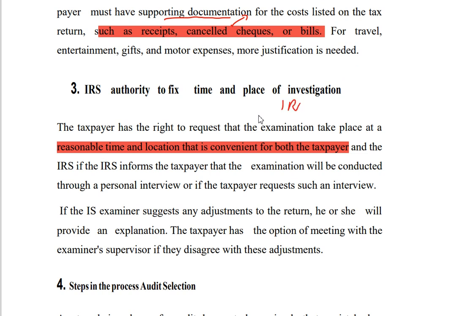The taxpayer can typically request a convenient time and location. Usually, the IRS decides the time and location for an audit. But if the taxpayer sees that it's not really convenient for him, he could request that the audit happen at a different place, which is convenient for both the IRS and the taxpayer. Oftentimes, this is approved, as long as it is good for the audit.